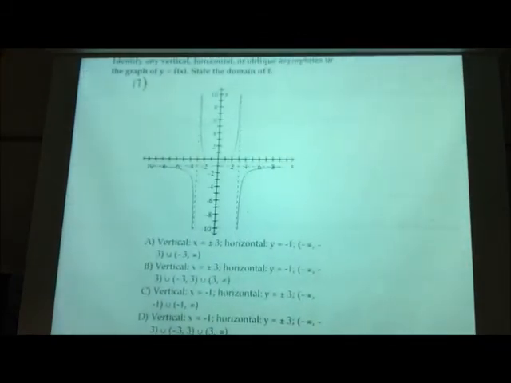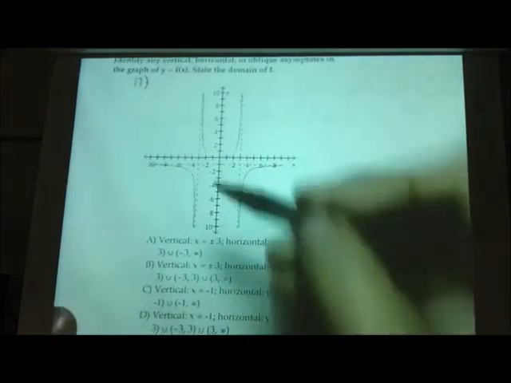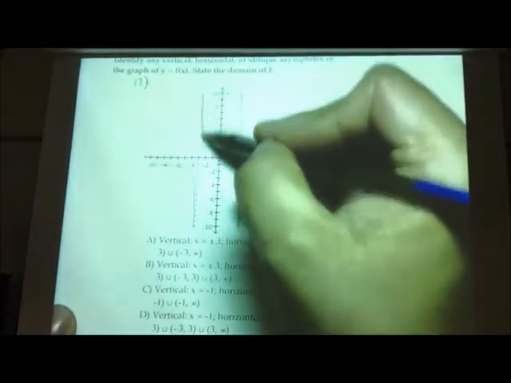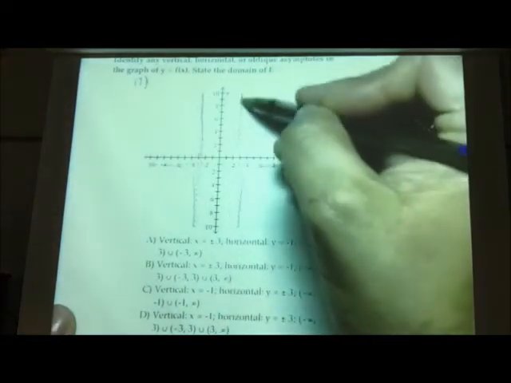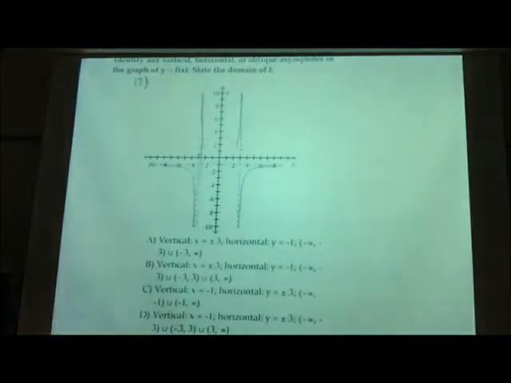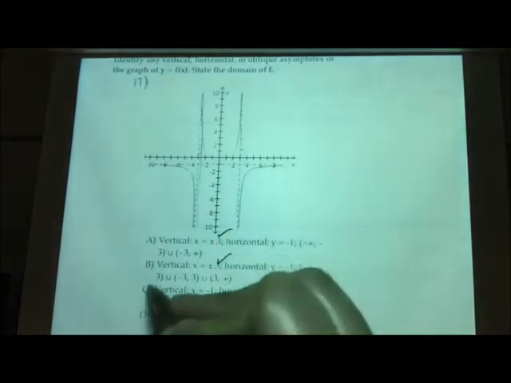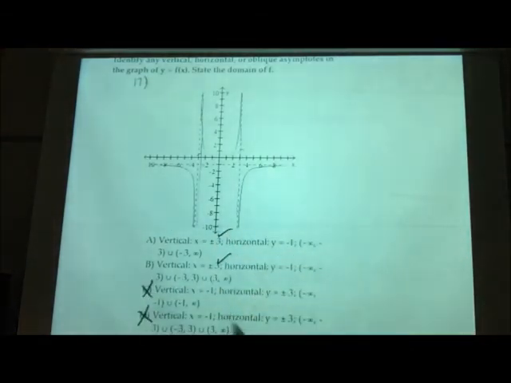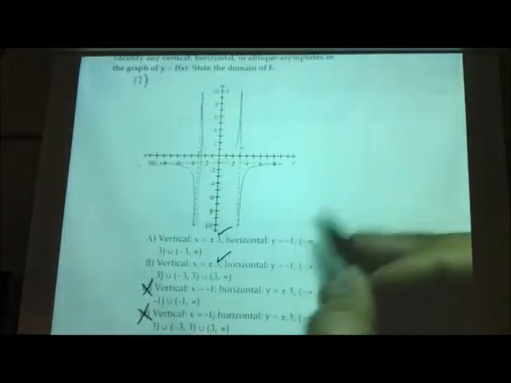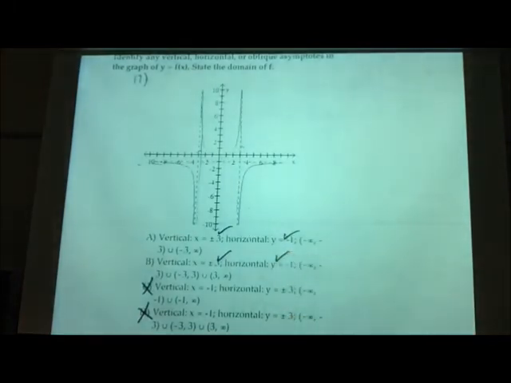Next one, just by looking at the graph. Remember, vertical asymptotes are asymptotes that are going up and down. So I have a vertical asymptote here, which is a negative 3, and one here, which is a positive 3. So vertical asymptotes at both positive and negative 3: yes, yes, no, and no, because it says that they're at negative 1. And then I need a horizontal asymptote at a negative 1: yes, and yes. So both of them have that.